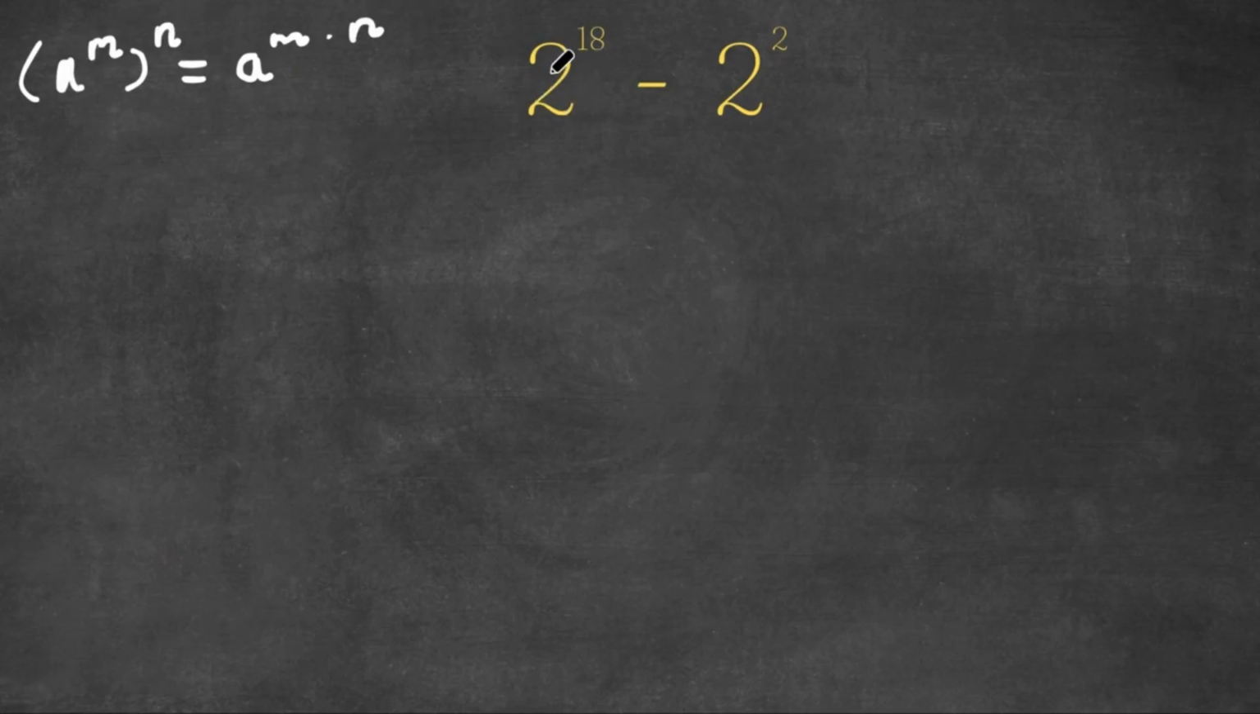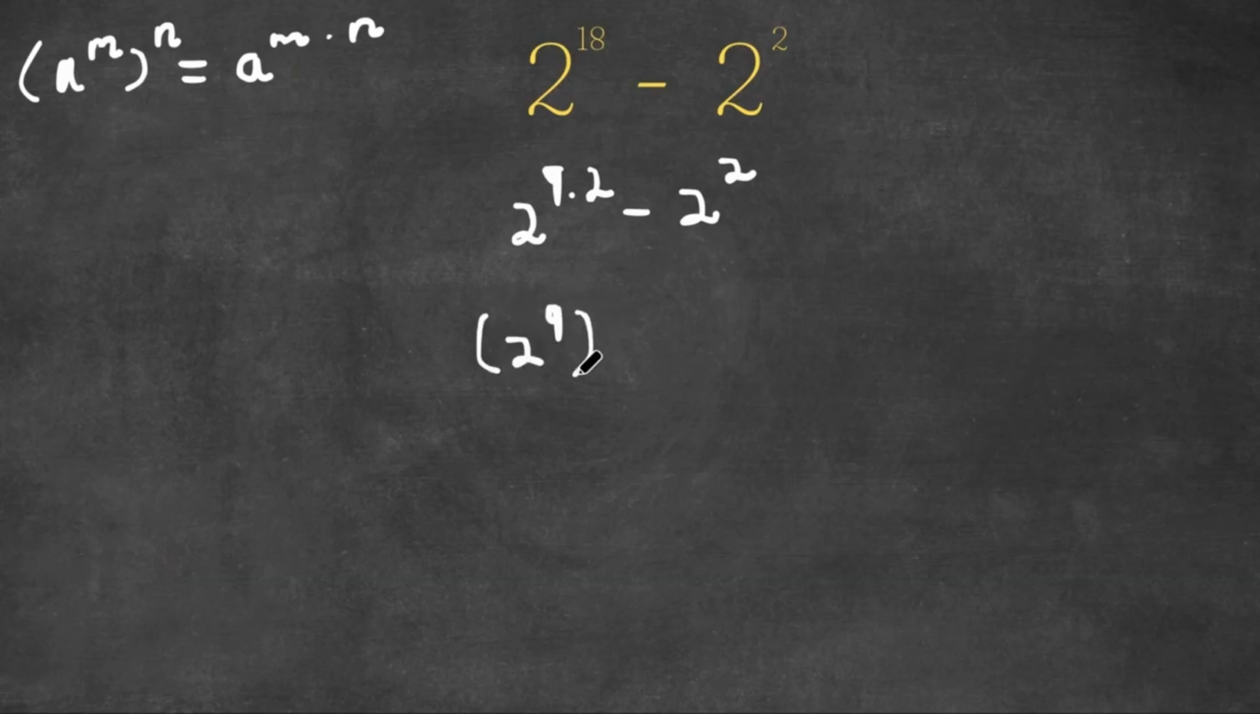So as you can see here, we have 2 to the power of 18, and 18 can be written as 9 times 2, right? So now we have 2 to the power of 9 times 2 minus 2 squared. Now 9 times 2, remember a to the power of m times n can be written as a to the power of m to the power of n. So 2 to the power of 9 times 2 can be written as 2 to the power of 9 to the power of 2.